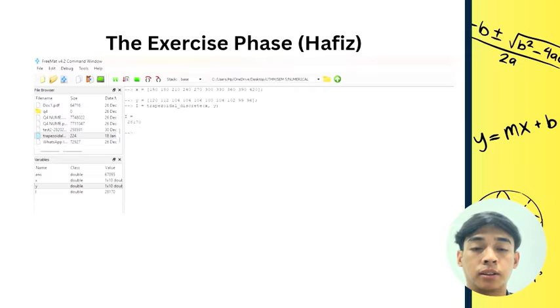This slide shows the software validation for the exercise phase of subject Hafiz. The exercise heart rate data from 150 to 420 seconds was entered into FreeMat and integrated using the trapezoidal rule. The computed exercise workload is 28,170 BPM per second, which matches the manual calculation. This confirms the accuracy of the numerical integration for the exercise phase.